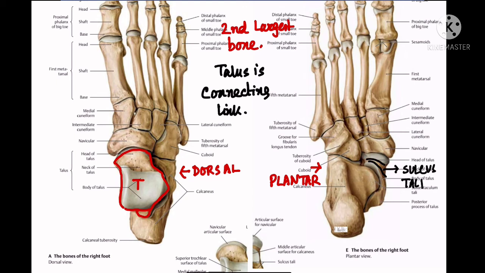So on the upper surface of the calcaneus, there is a corresponding groove that joins with the sulcus talli to form a tunnel, which is called sinus tarsi. So sulcus talli forms sinus tarsi with the corresponding groove on the upper surface of the calcaneus.